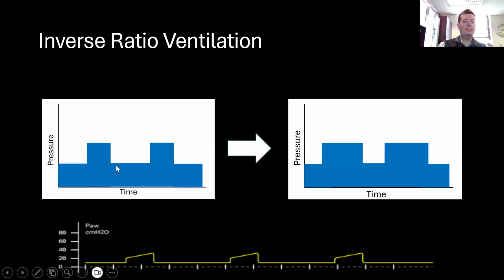So in this first one, you can see we're spending more time on expiration than we are on inspiration. If we were to invert that ratio, like in this second picture over here, now we're spending more time on our inspiration than expiration. And you can see that this blue area has pretty significantly increased. So this is going to improve our oxygenation.